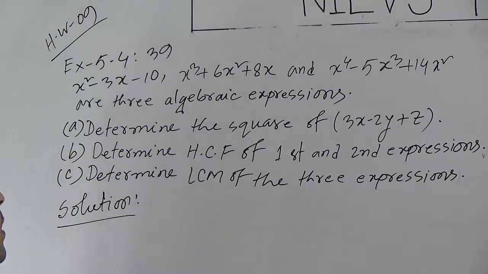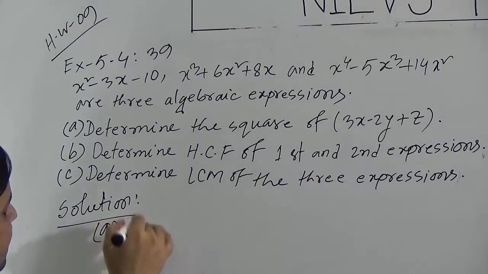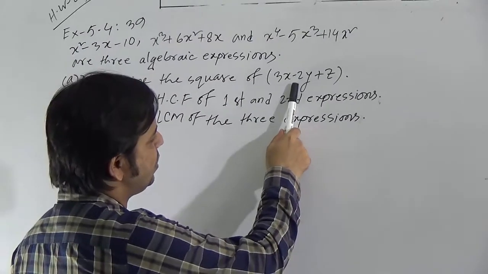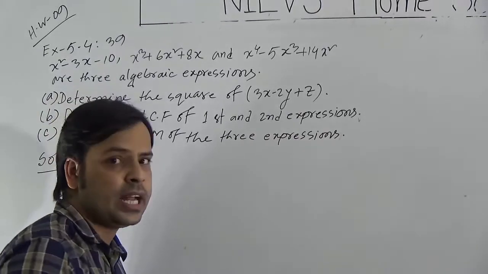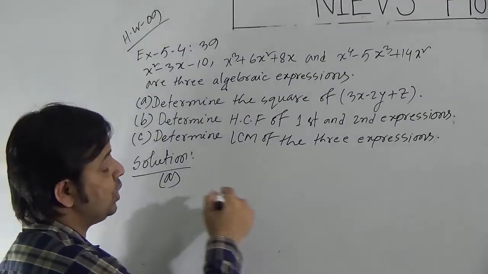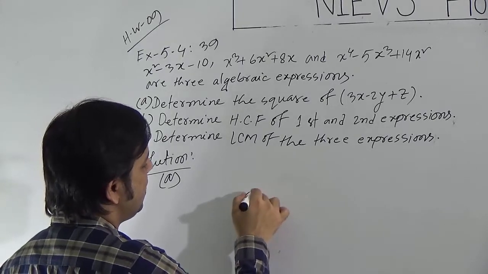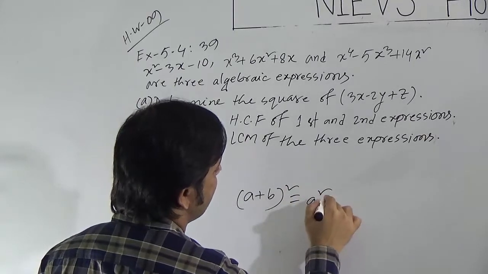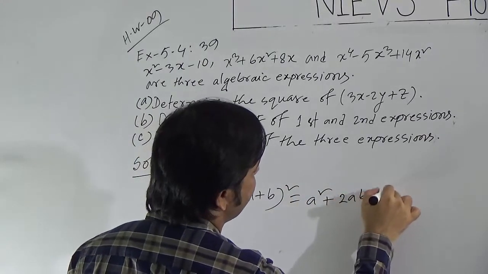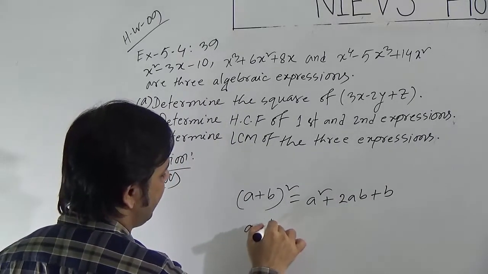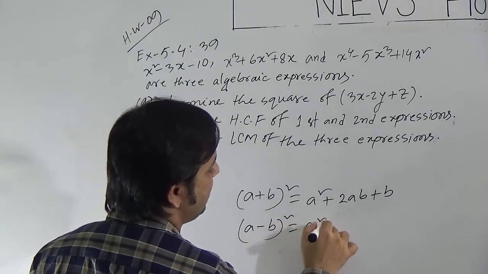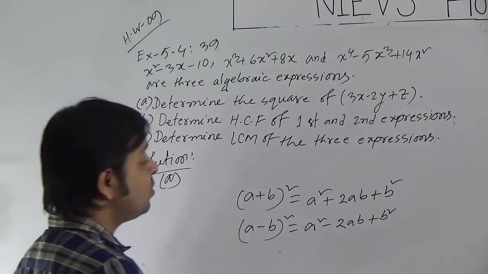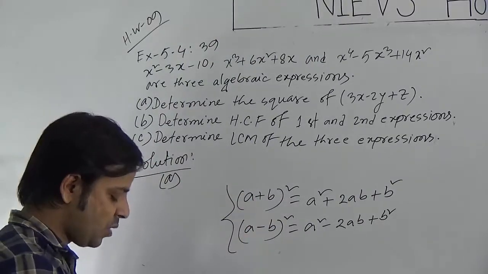Dear students, question A is a very simple question. We have to do the square of 3x minus 2y plus z. Dear students, you know how to do the square. To do the square, we know a formula, that is a plus b whole square equal to a square plus 2ab plus b square. We know another formula, a minus b whole square equal to a square minus 2ab plus b square. Students, you know these two formulas to do the square.